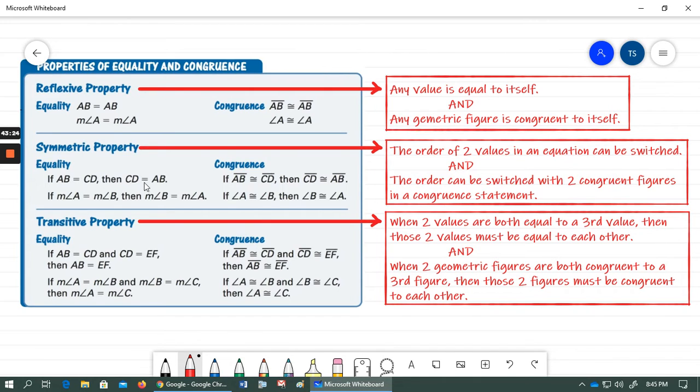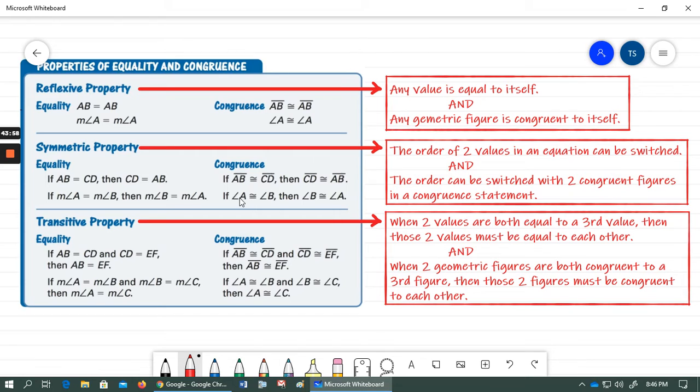You can switch the order of those two lengths in that equation, and now you can say that because the first part was true, now you can switch the order of it, and say that the length of segment CD is equal to the length of segment AB. All right, you should see that clearly. So it works like that as a property of equality, and then it works also as a property of congruence, where the order can be switched with two congruent figures in a congruent statement.